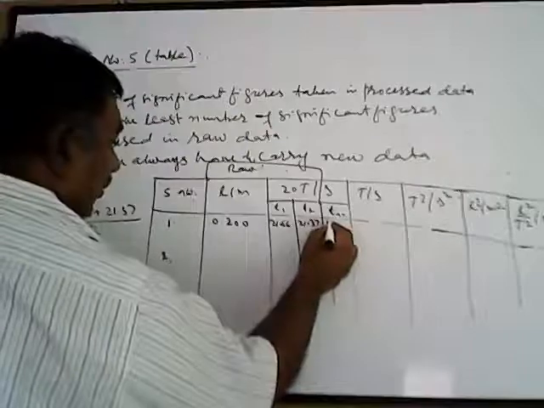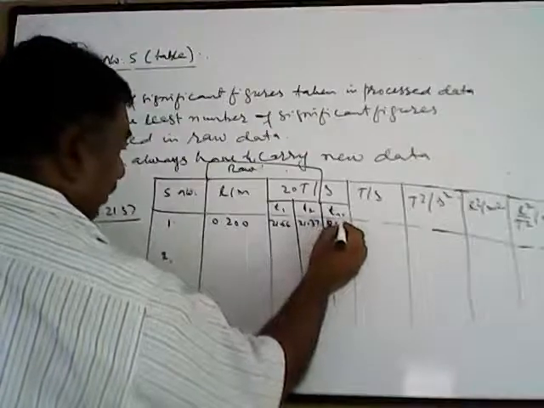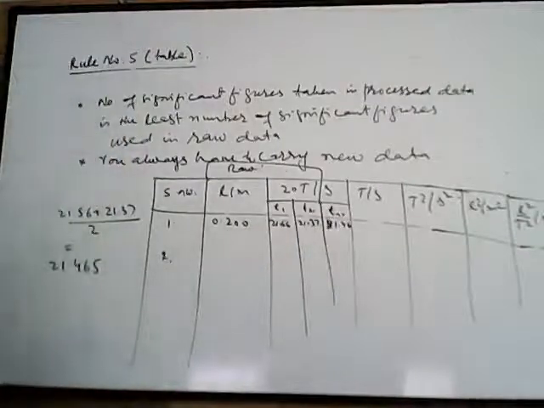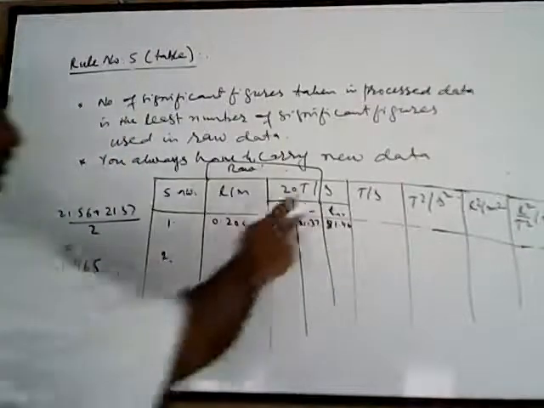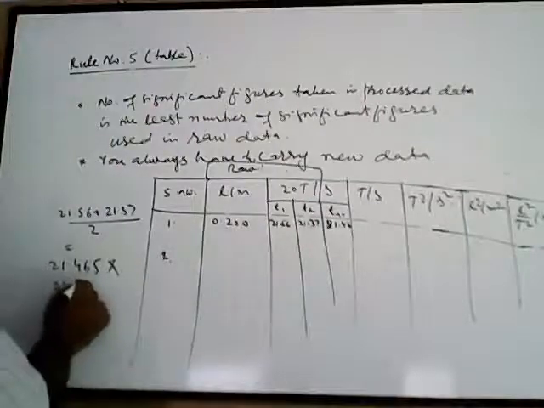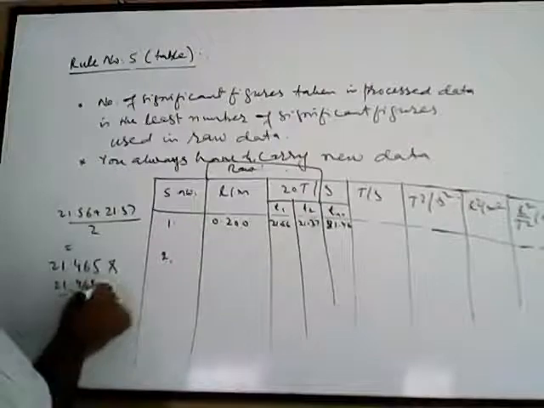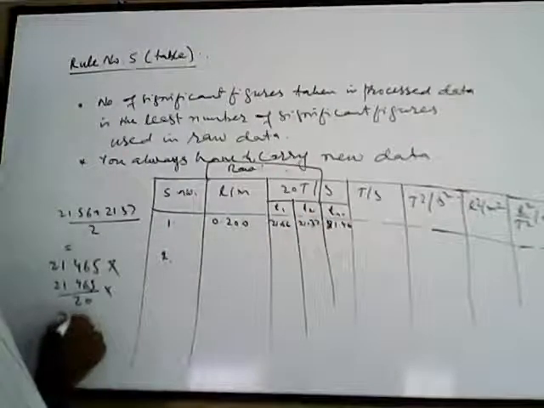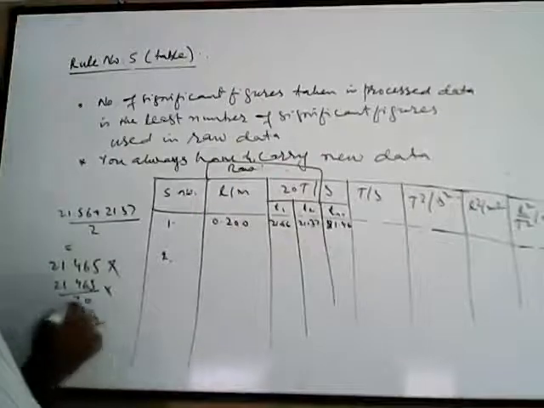I can write 21.47 or 21.46. It's up to me. I am supposed to write 4 significant figures. Then I have to write T. Now I will not take 21.465 divided by 20, that is wrong. You will carry whatever you have written here. It is 21.46 divided by 20.